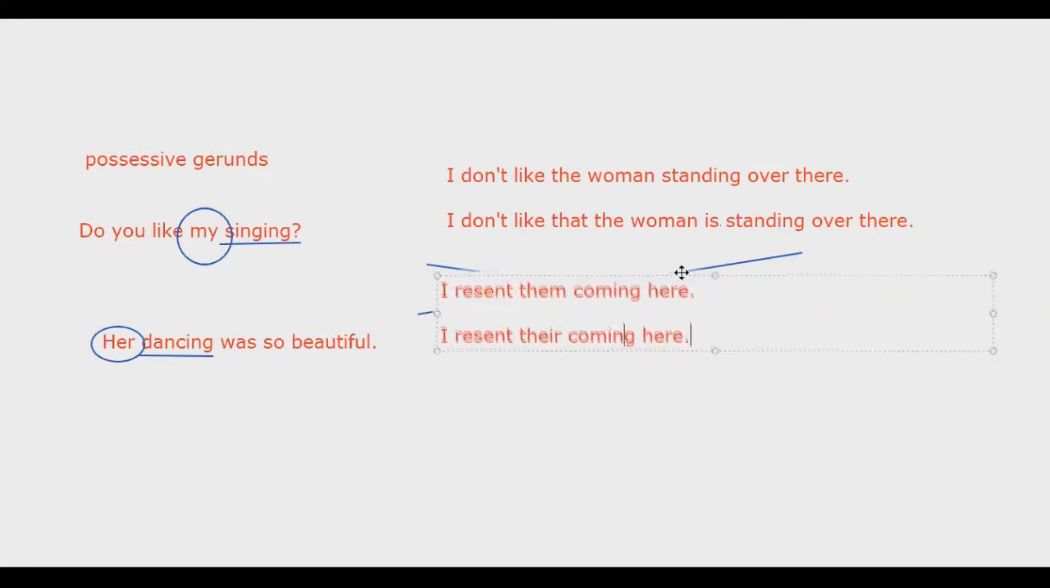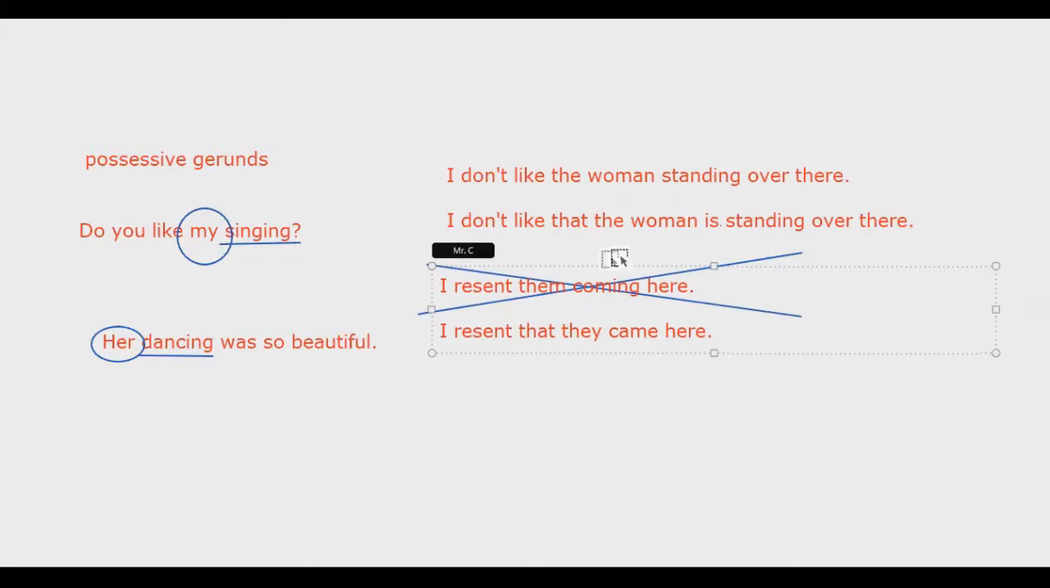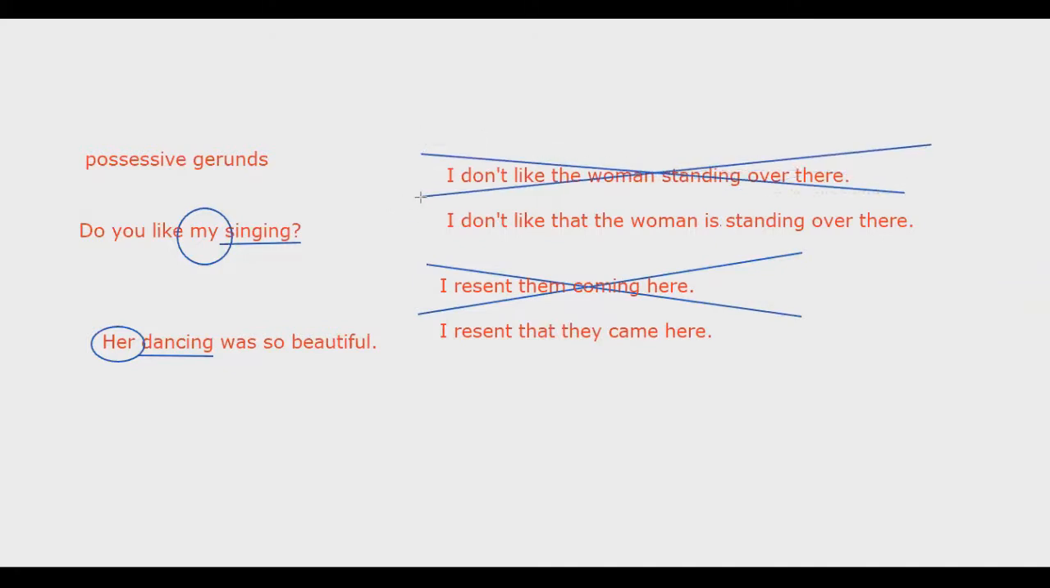So you could say, I resent that they came here. And that would sound better, at least better than the first example. But again, most of the time, using the objective case like that, like them instead of their, or in another case, the woman instead of the woman's, doesn't cause confusion. But in a few cases it can. So just keep an eye out for that.